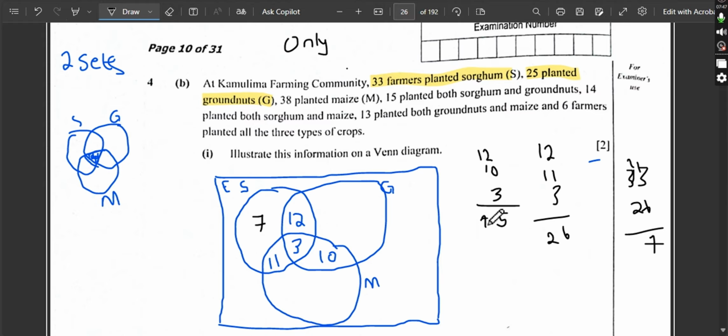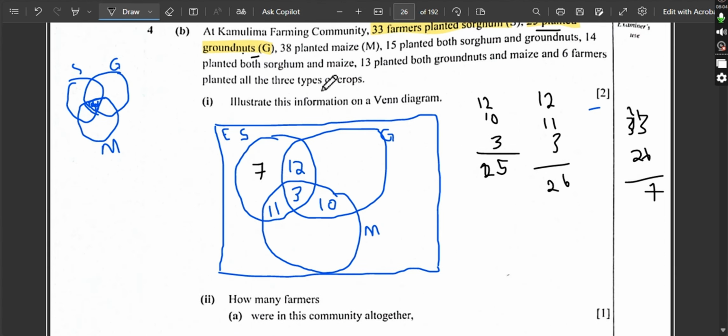It's giving us 25. So here this one is completely filled. We can't add anything here. This plus this, what does that give us? 22. 22 plus 3, that is 25. So this is already filled. So we're not going to add anything in the set for groundnuts. Let's go to this one here.